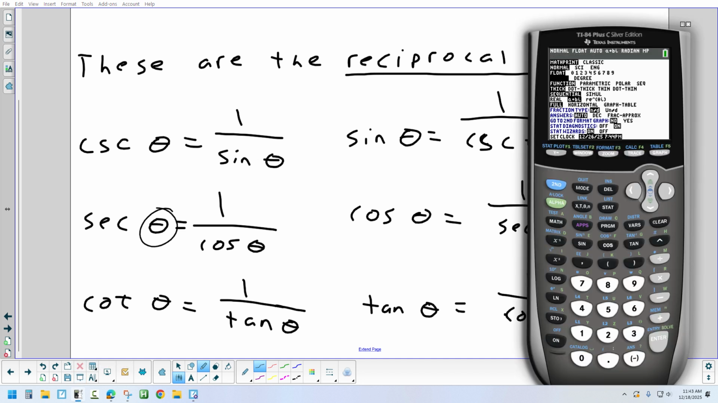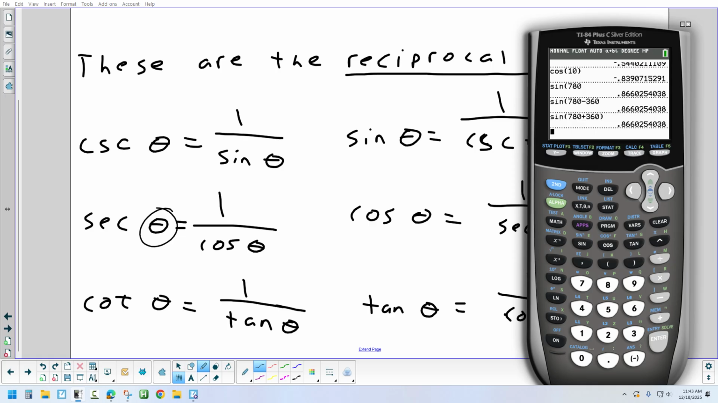So if you've got something in degrees, and let's say you wanted to do the sine of 780, that's what you get. Well, if you subtract 360 from it, 780 minus 360, that's the same thing. Right? Adding and subtracting 360 isn't going to change the answer that you get. So I've done the same problem 3 different times now. Sine 780, 780 minus 360, 780 plus 360.